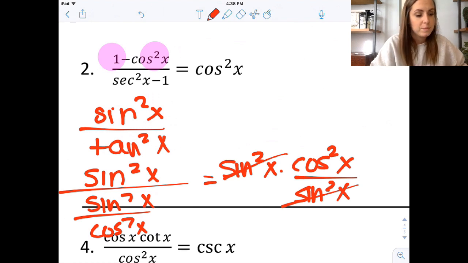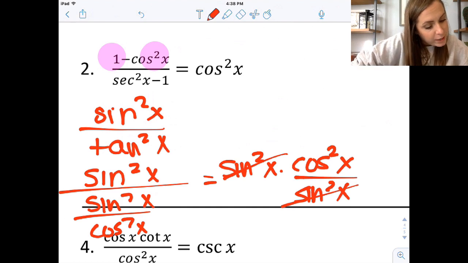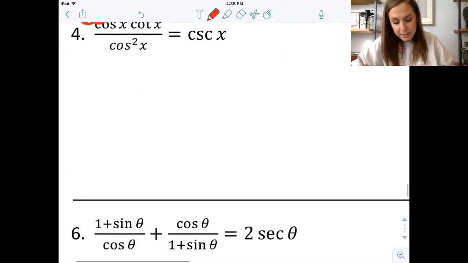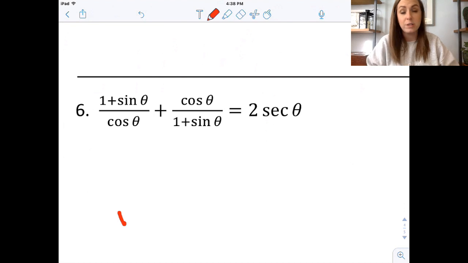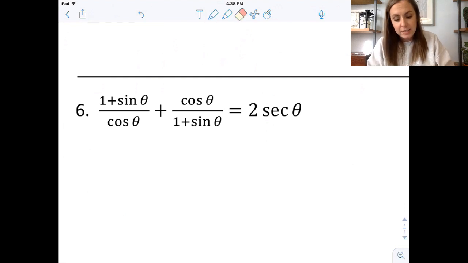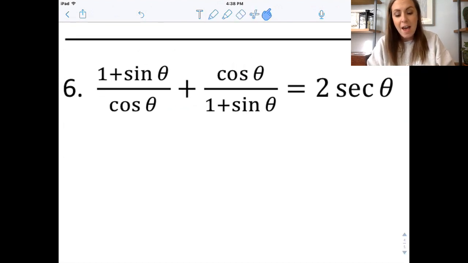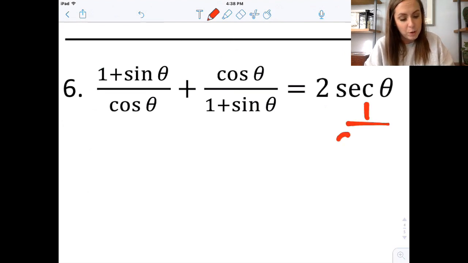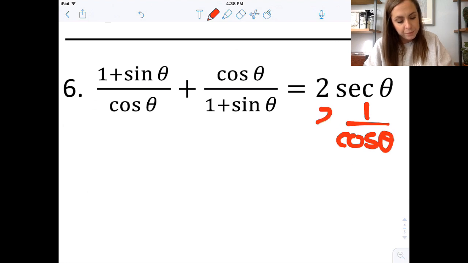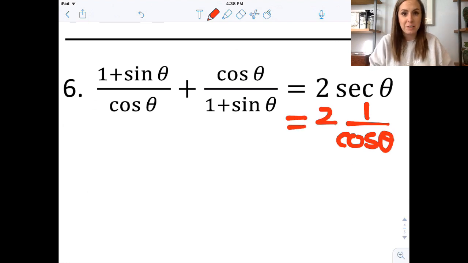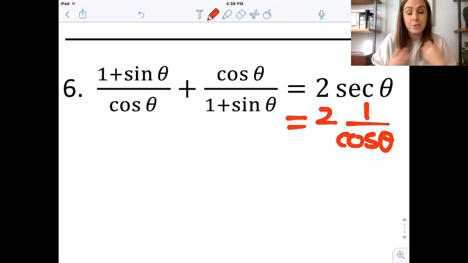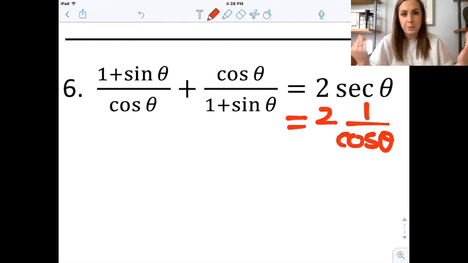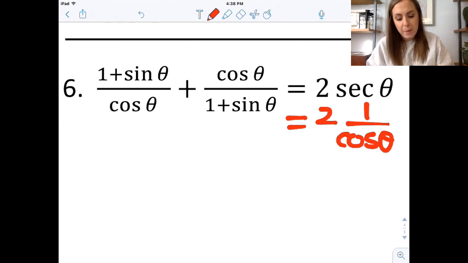All right, the other one that I wanted to look at was number 6, because this one, there's not a whole lot you can do to start. Everything's already in terms of sine and cosine. I mean, your best bet might be making this 1 over cos, right? But still, you're like, okay, what do I do with that? So on the left side, if you want to combine these, the only option you have is to get a common denominator. It's all you can do. So I'm going to multiply this side by cosine, this side by 1 plus sine.